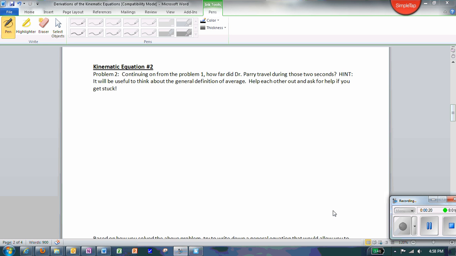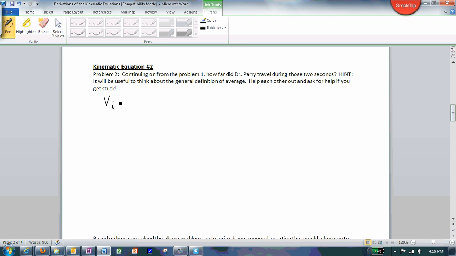So we're continuing on from problem number 1, and the question is, how far did Dr. Perry travel during those 2 seconds? And the hint here is that it'll be useful to think about the general definition of average. In this particular case, we are given that the initial velocity is 2 meters per second. We now know that the final velocity is 8 meters per second. We know that the time period over which that happened was 2 seconds. And we've also, from the previous problem, know that the acceleration is 3 meters per second squared.